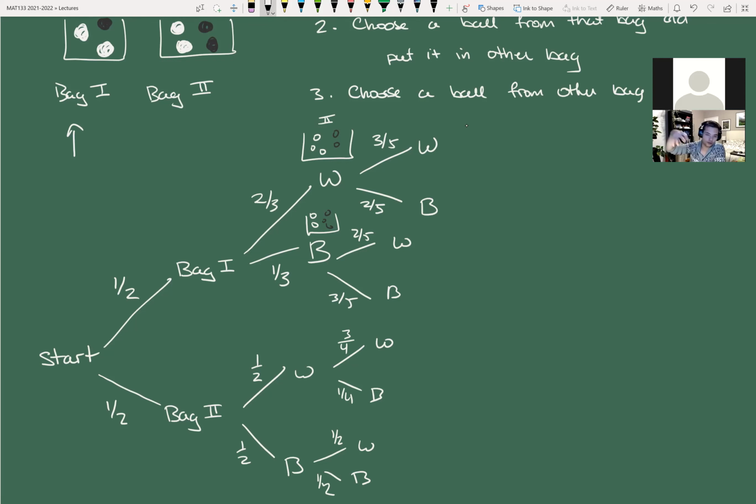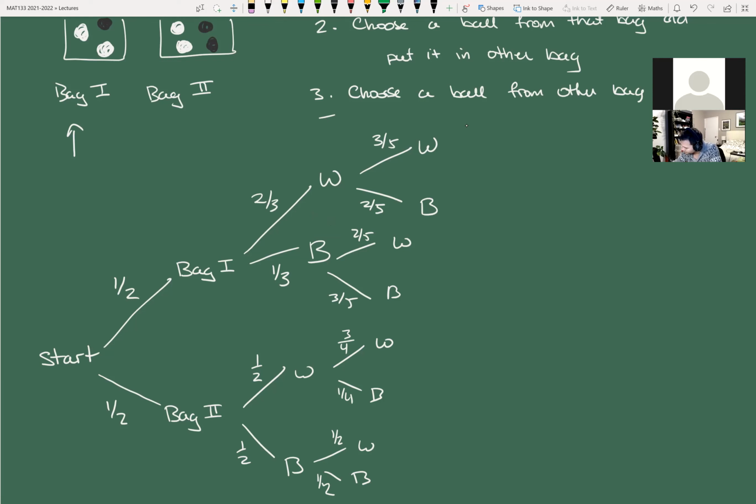You just pick one ball. So once you've chosen the bag, you choose one ball from the bag that you chose, put it in the other bag, and then you choose one ball from the other bag. So it says exactly how many balls you choose each time. Okay. And then what you basically want to do now is trace the tree.